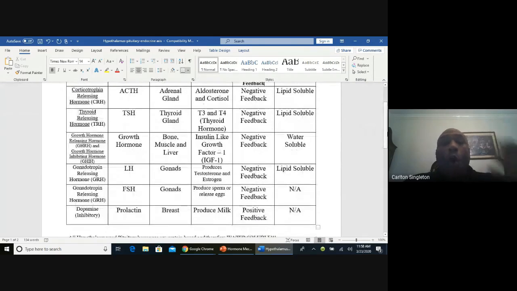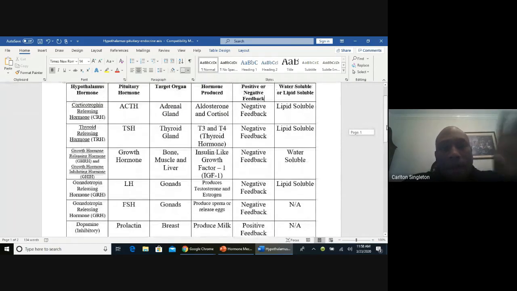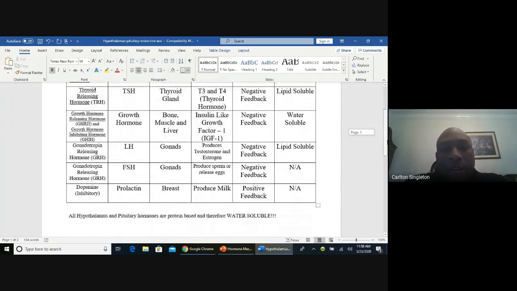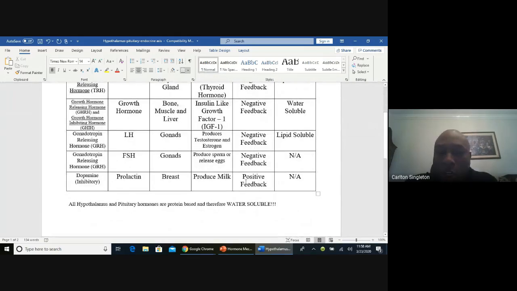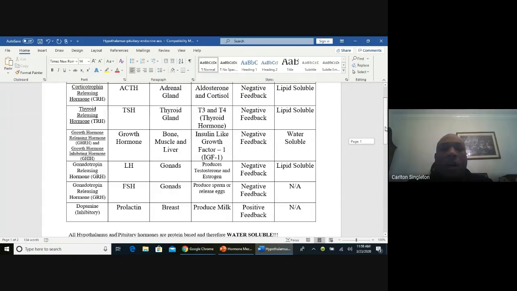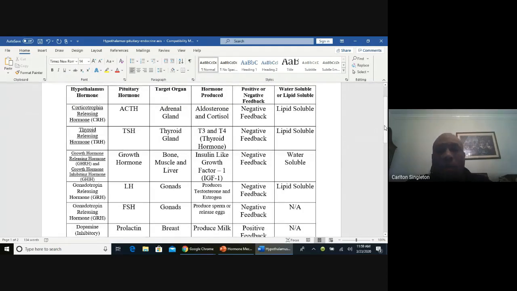So, one more thing. I almost forgot this. All of the hypothalamus hormones and all the pituitary hormones are all water soluble. Very important to know that. Anything made by the hypothalamus and pituitary will always be water soluble, Madeline. Always. Without exception. The only ones that will be lipid soluble are the ones out here, like aldosterone, cortisol, thyroid hormone, and the sex hormones: testosterone, estrogen, progesterone, et cetera. Those will all be lipid soluble.